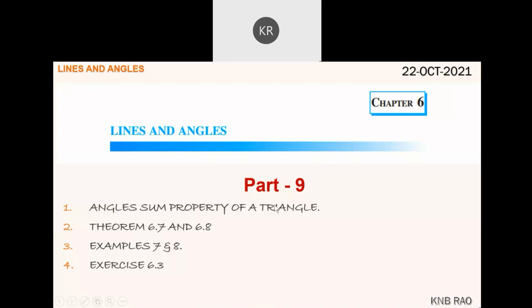Then moving on to theorem 6.7 and 6.8, where the sum of the interior angles of a triangle is 180 degrees, that is theorem 6.7, and its converse is theorem 6.8. So we will be learning these two theorems and going on to solve some examples and exercise questions of this concept.